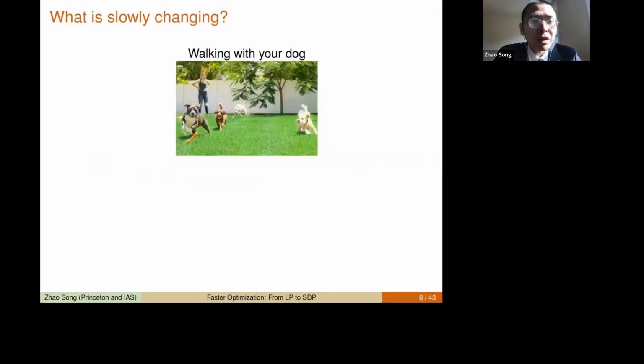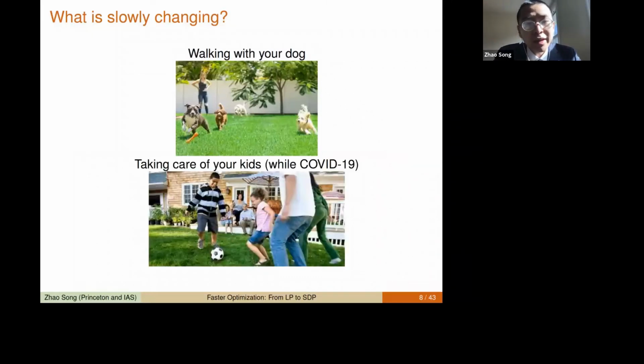So what is the meaning of slowly changing? Think of walking a dog, or, during COVID-19, when your kid cannot go to kindergarten, you have to take care of them. The major similarity between these two pictures is that, whether you are taking care of dogs or kids, most of the time you don't need to move too much or put in too much energy. You just need to make sure the kids and the dog are not walking too far.